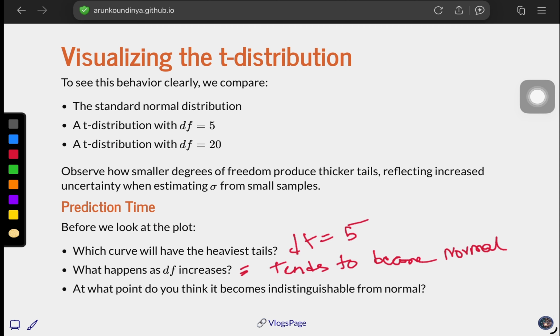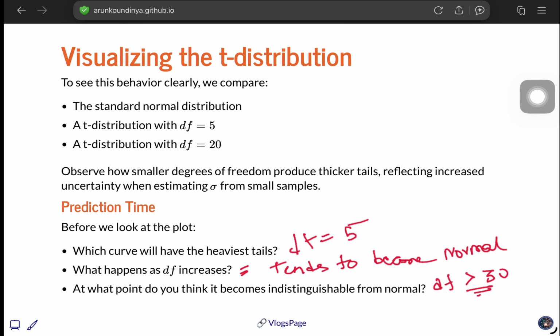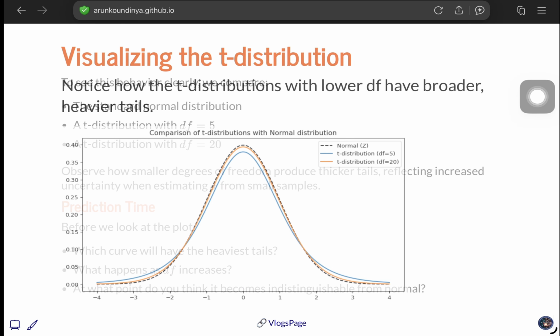Beautiful, right? At what point do you think it becomes indistinguishable from normal? Usually people say degrees of freedom ideally greater than 30, but we can always check with respect to the sample data we have, because at times for most universal sample data this might be applicable, but there are some cases where we might require larger data because of the uncertainty about real world problems. Got it?